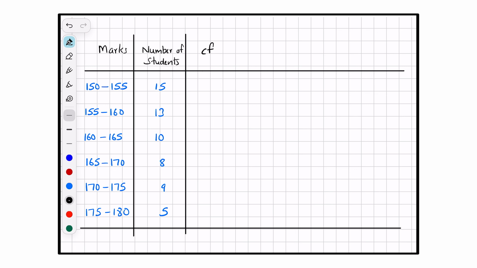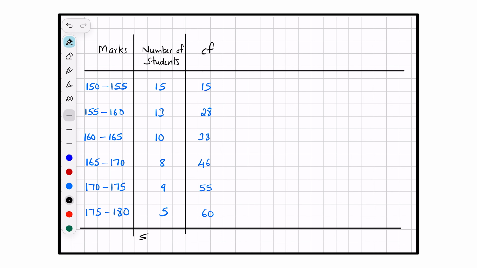For that we will write the cumulative frequency, which I will denote as CF. First one will be the same as 15. Next will be 15 plus 13, it will be 28. And then 28 plus 10, 38. 38 plus 8, it is going to be 46. 46 plus 9, it will be 55. And 55 plus 5, it is going to be 60.